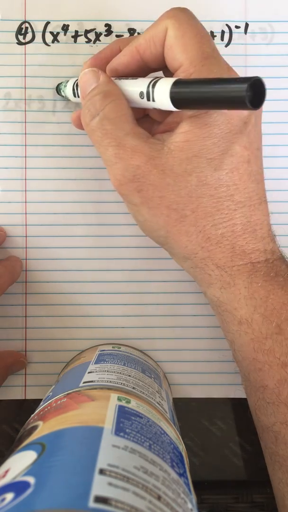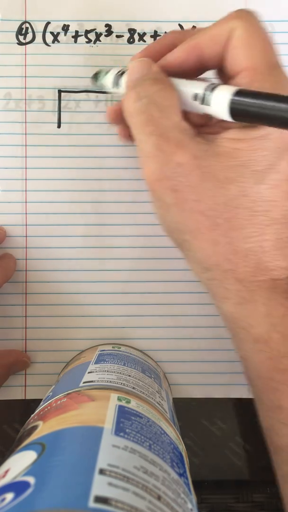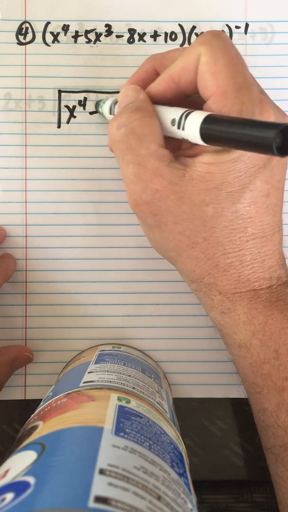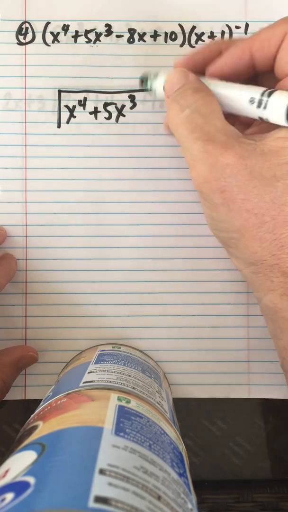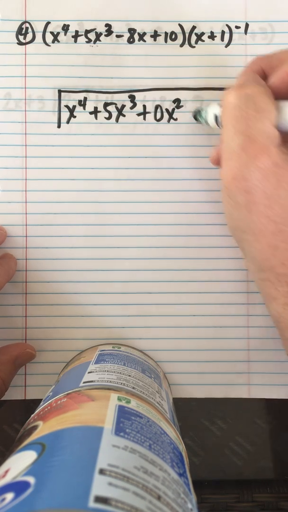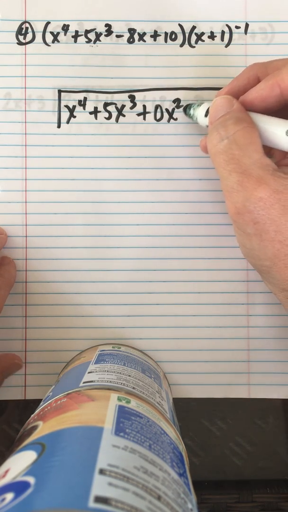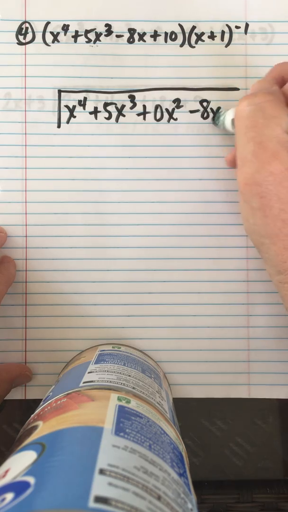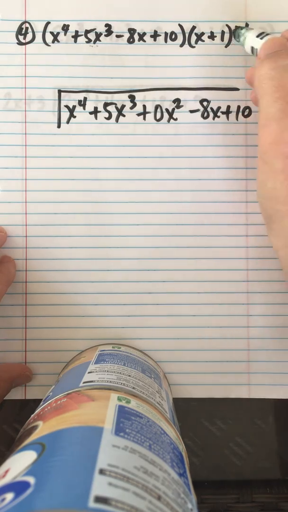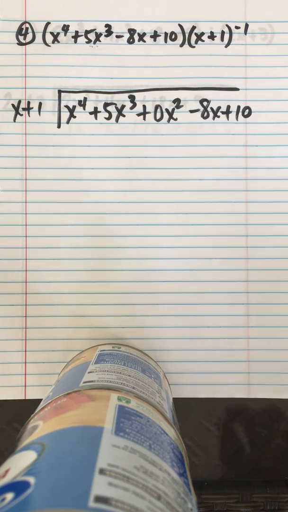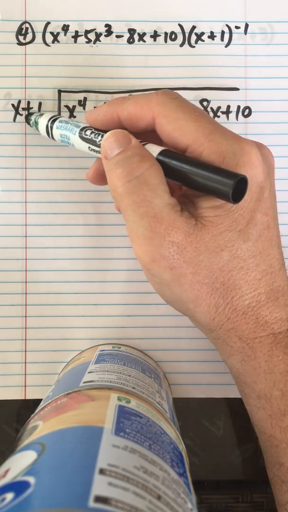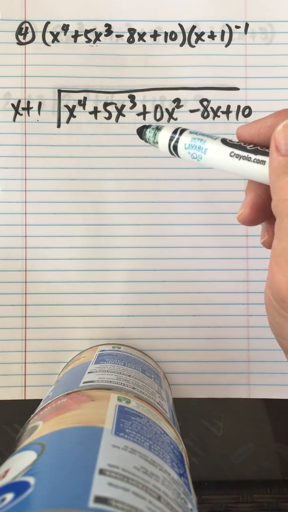So when you're setting this problem up, you've got to account for each power in order. So there's x to the fourth, 5x to the third. I don't have an x to the second, so I need to put that 0x squared in there. Minus 8x plus 10, and then put the x plus 1. You have to have all the powers accounted for in what you're dividing into, or what you're dividing by if you're missing a power over there as well.